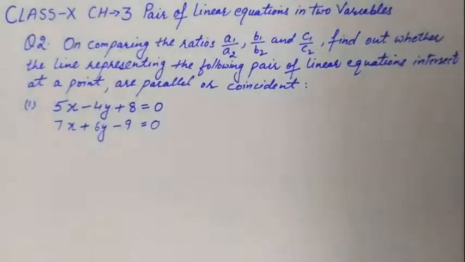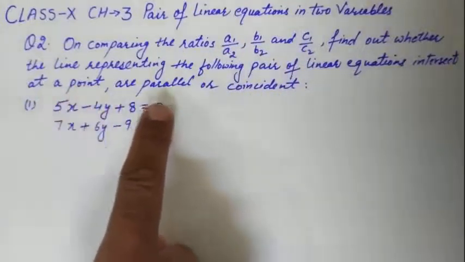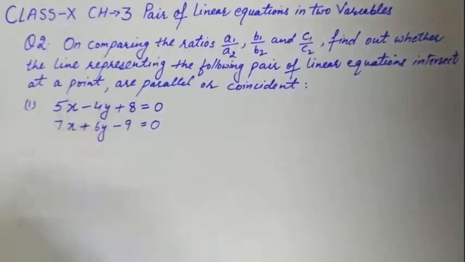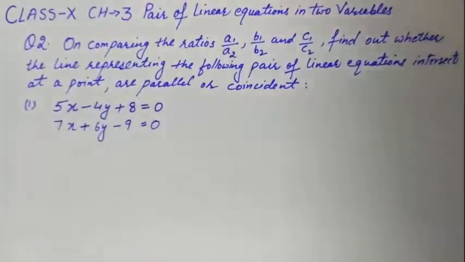In previous videos, I have told you that when two lines are there in a plane, then there will be three conditions. Either they will be intersecting, or they will be parallel, or they will be coincident, meaning overlapping. So these three conditions will be there. So we can compare these coefficients and tell which condition will be there in this pair of linear equations in two variables. So first of all, we will compare these two equations with the general form of pair of linear equations in two variables. So let's write the general form.